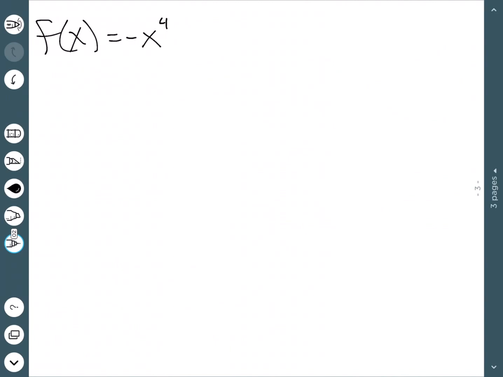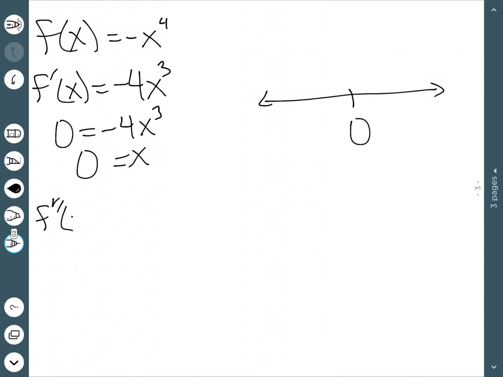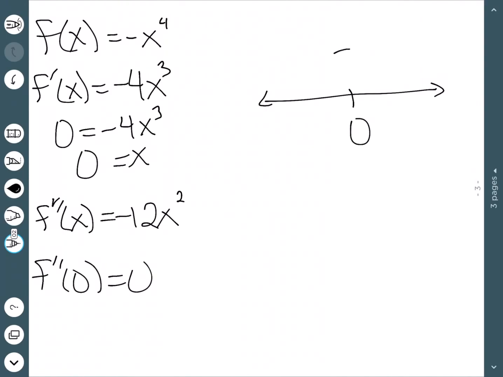Let's look at f of x equal to negative x to the fourth. Well, my derivative would be negative 4x cubed. And if I set that equal to 0, I'm just going to get that x is 0. So I only have one critical value here. Well, when I find the second derivative, I get negative 12x squared. And the second derivative at this point is equal to 0.